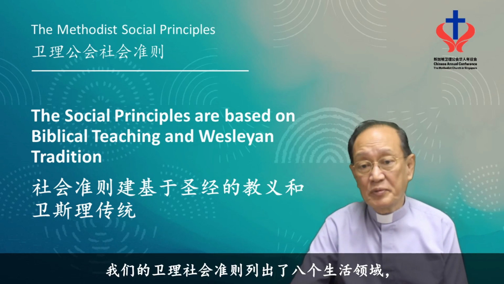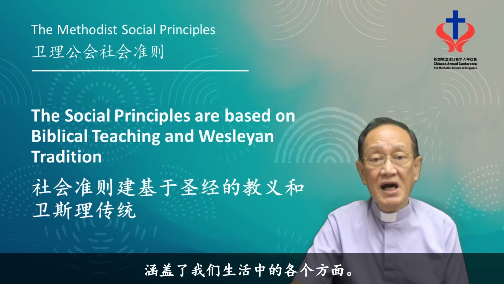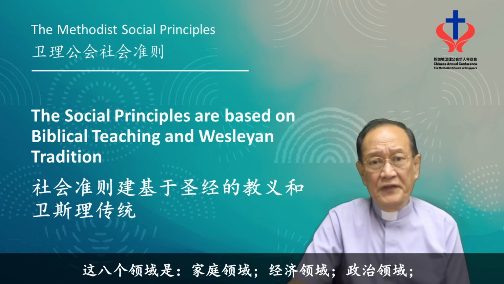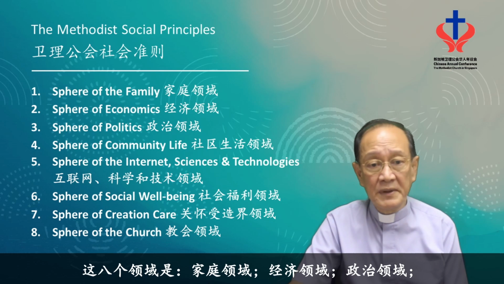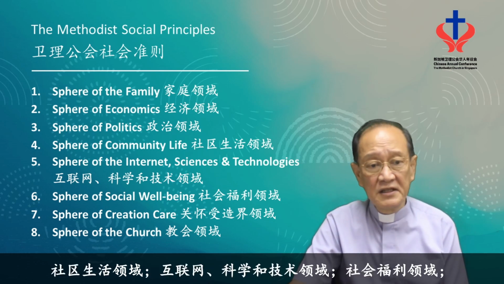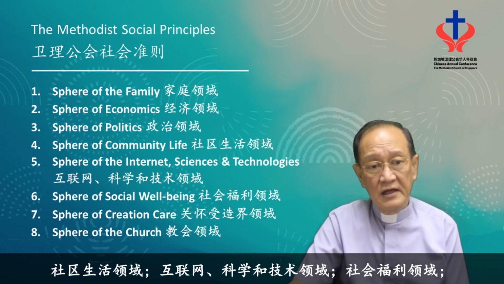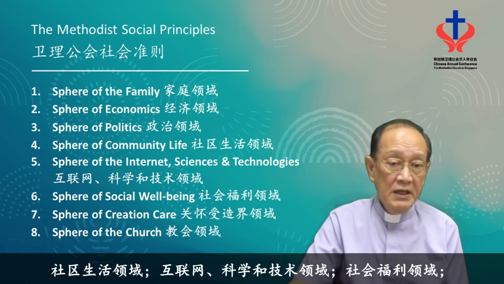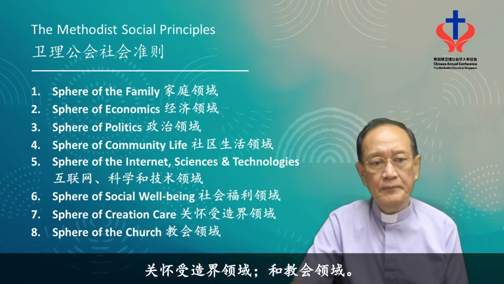our Methodist Social Principles list 8 spheres of life, which cover all aspects of our human living. And the 8 spheres are the sphere of family, the sphere of economics, the sphere of politics, the sphere of community life, the sphere of science and technologies, the sphere of social well-being, the sphere of creation care, and finally, the sphere of the church.